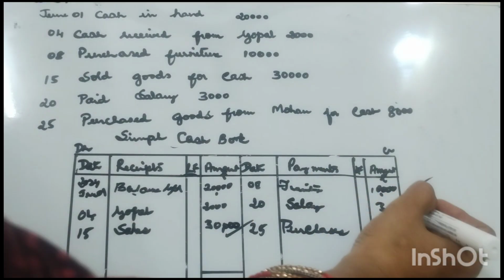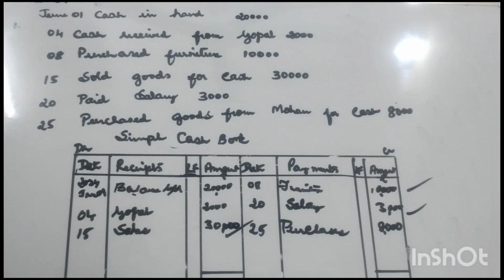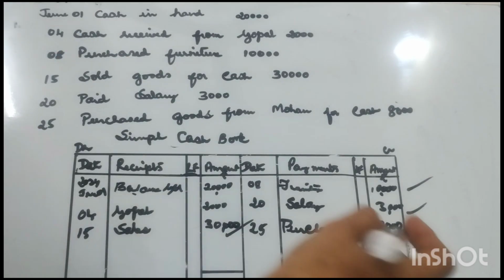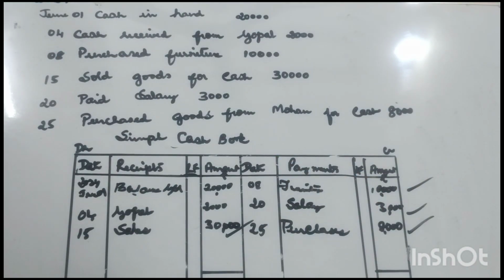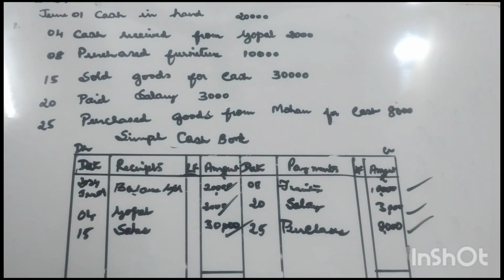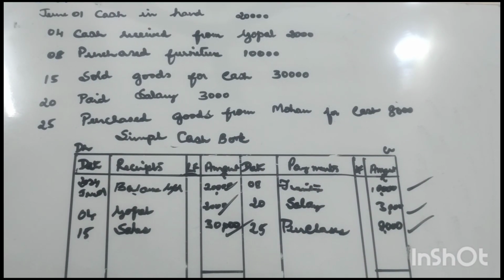Salary is paid. For paying the salary, 3,000 is paid, payment is made, which has to be credited. Purchased goods, once again purchasing goods, the firm has paid cash to the supplier, Mohan, who is the supplier, worth rupees 8,000. Now it has to be closed. So all these transactions have to be recorded.